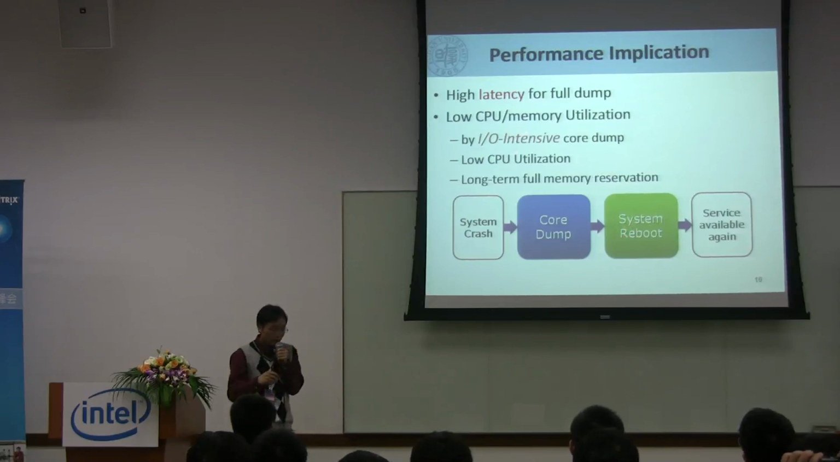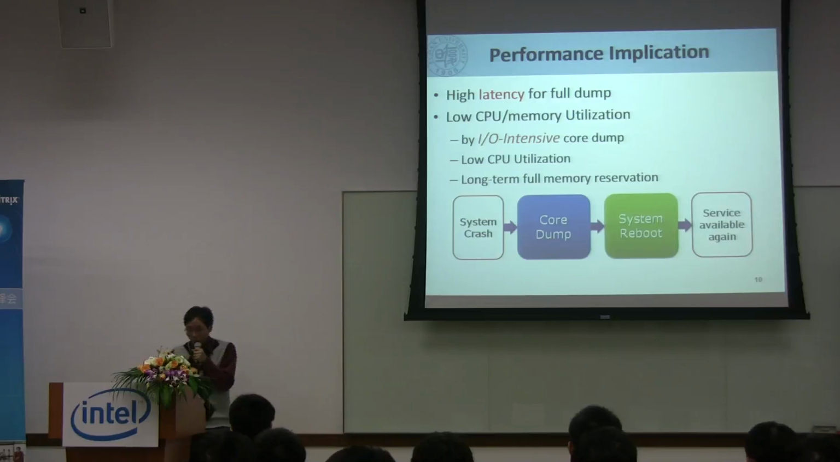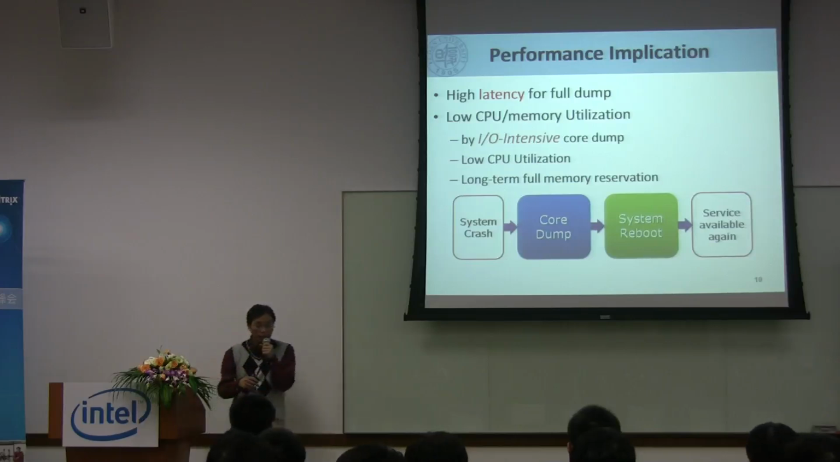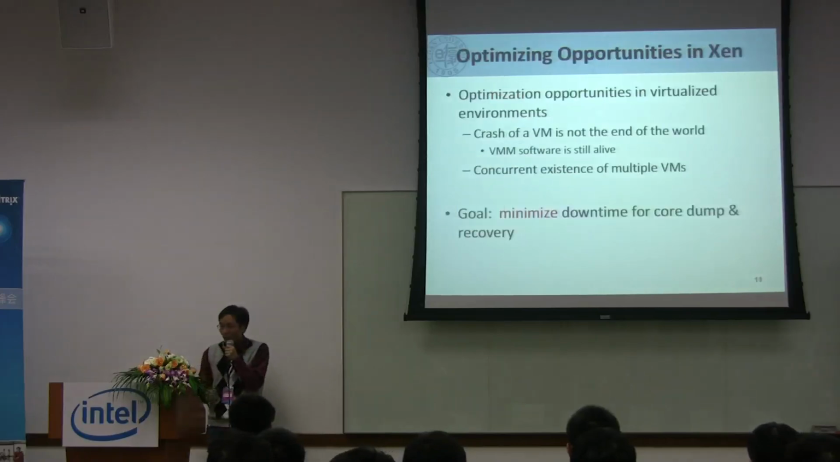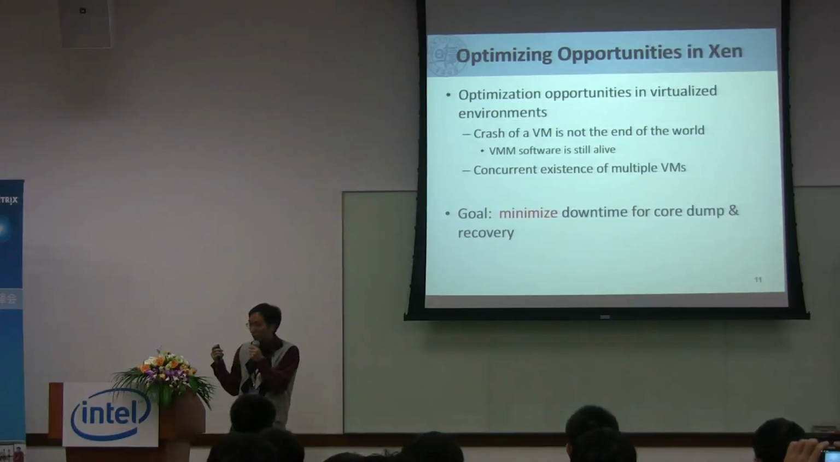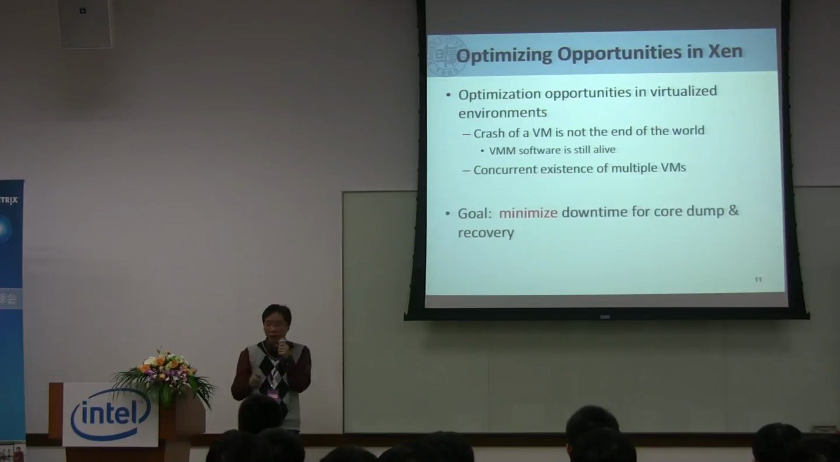By studying the characteristics of the crash dump process in Xen, we found that the crash dump process usually has very low CPU and memory utilization, but is instead an I/O-intensive process. So we found there are several opportunities to optimize the crash dump in Xen to shorten the downtime.